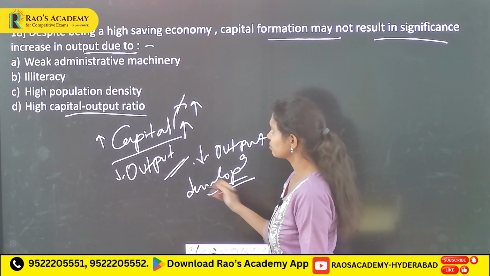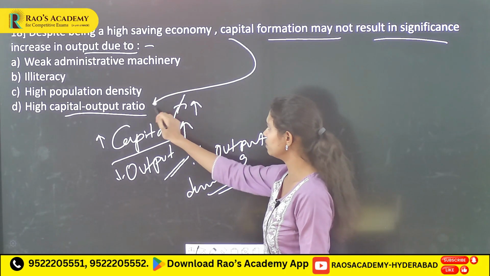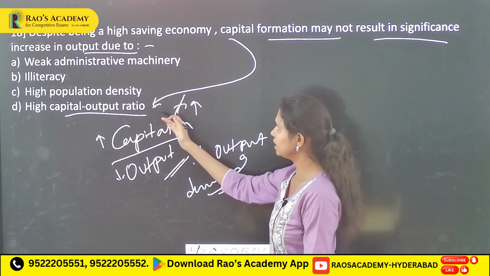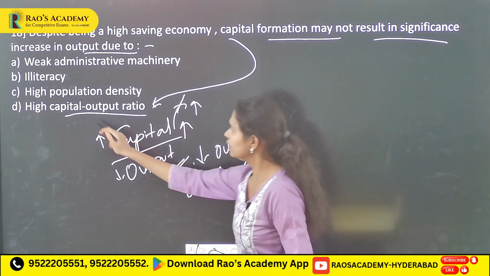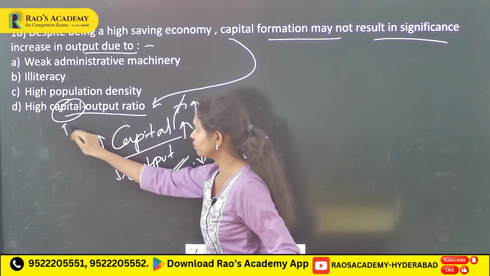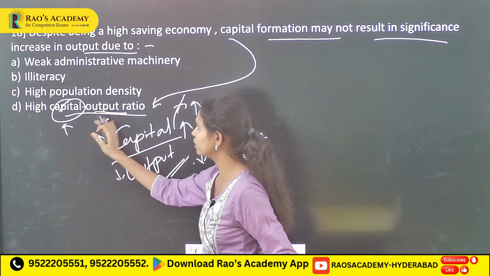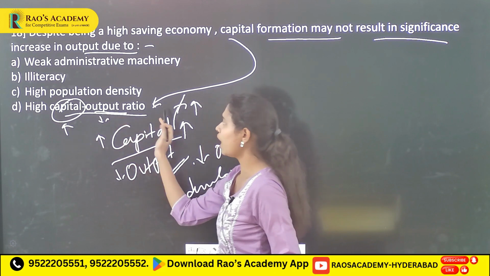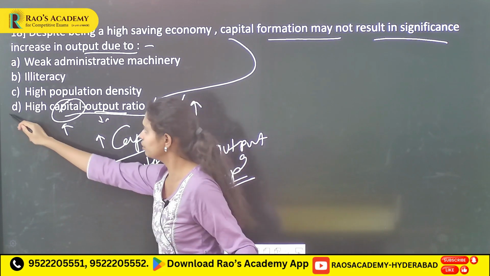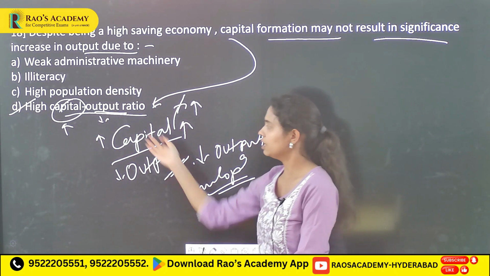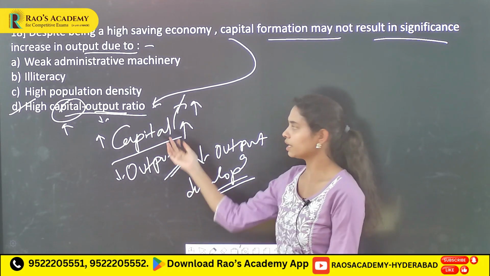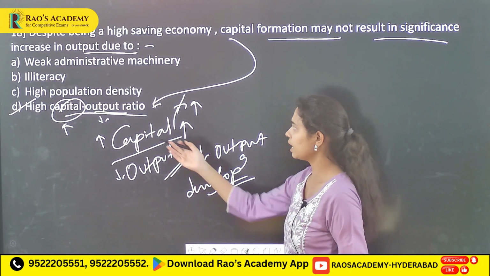So that is the idea which was greatly reflected here. Though there is a greater investment of capital, we were still getting less output. Only then will you get the high capital to output ratio, right? So even though you do not know the exact one, you have reached the correct answer. That is option D, high capital to output ratio.